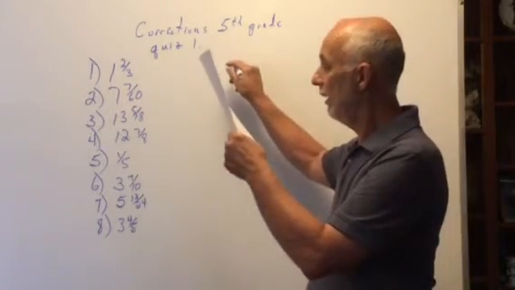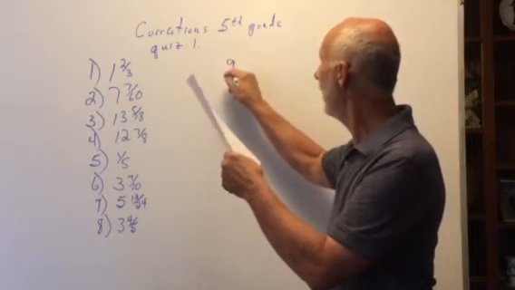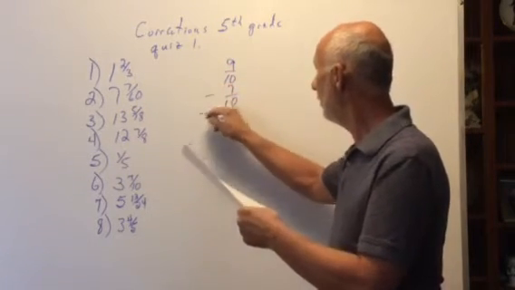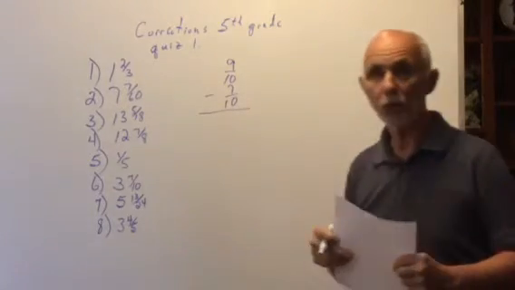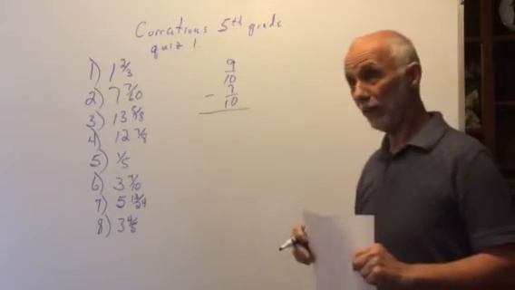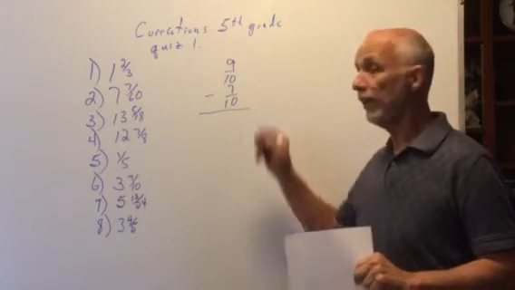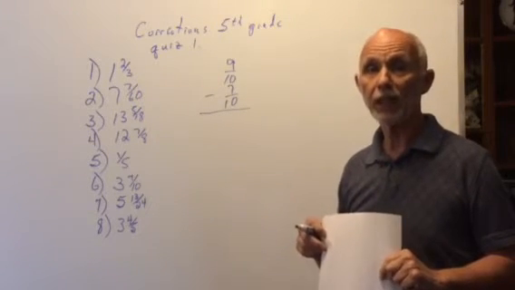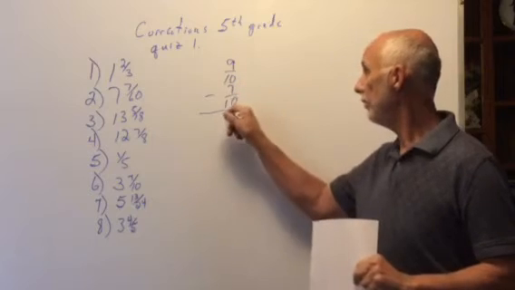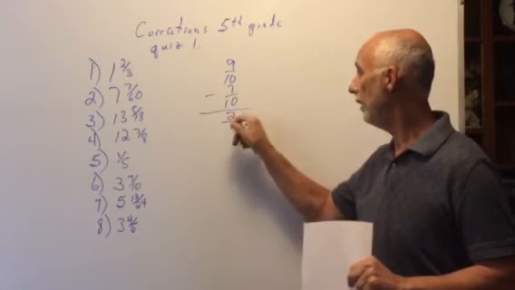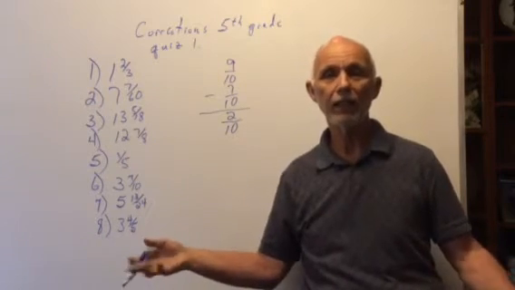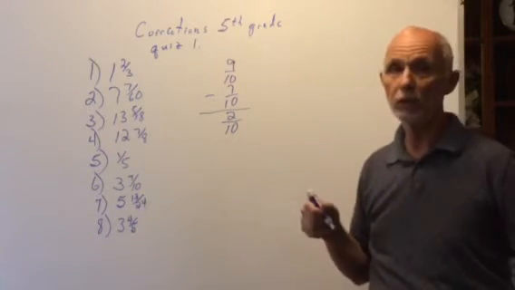Number 5 says 9/10 minus 7/10. Now that one you don't have to borrow in because you don't even have whole numbers to borrow from. And you don't even need to find a common denominator because you already have it. So all you have to do is subtract the numerators, keep the denominator the same. 9 minus 7 is 2, and you keep the 10 the same. So my answer is 2/10. How easy is that? The trouble is, it's wrong.